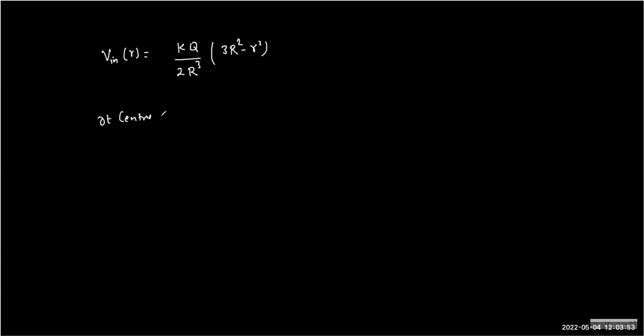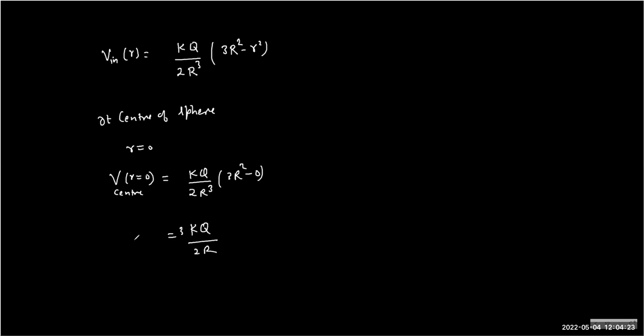So at the center of a sphere, where r is 0, the potential will be maximum. So V at r equals 0, we can get how much? K cube by 2r cube minus 0, which is the same as... And you can look carefully, this is 1.5 times the V surface.